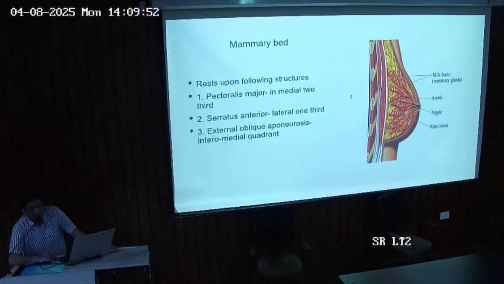Then the external oblique aponeurosis, it is on the inferior side. The rest is self-explanatory: there are milk ducts, areola, nipple and fatty tissue.